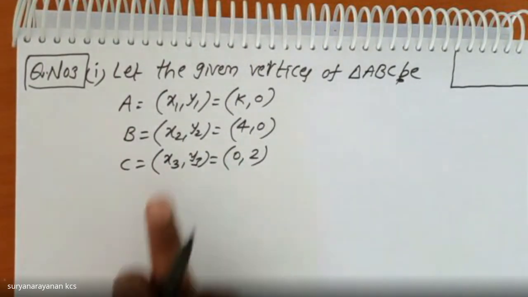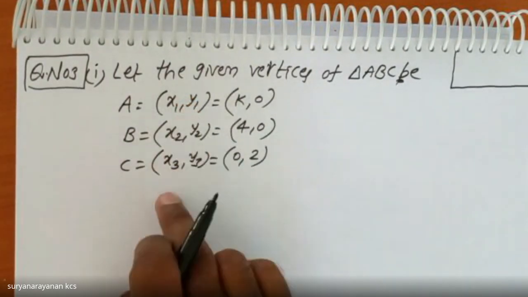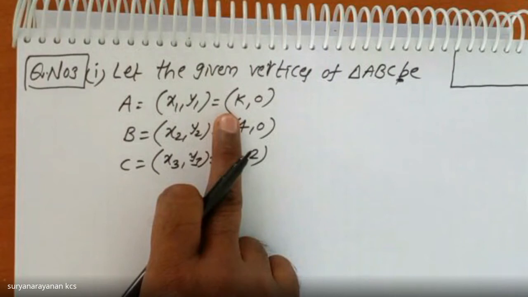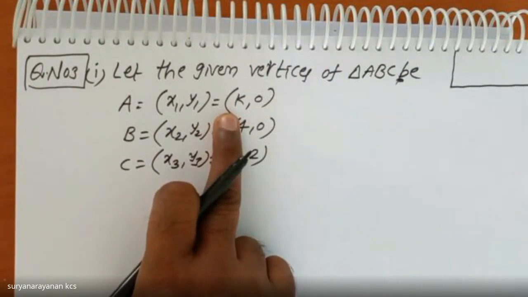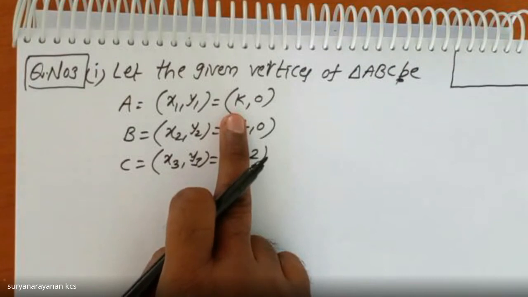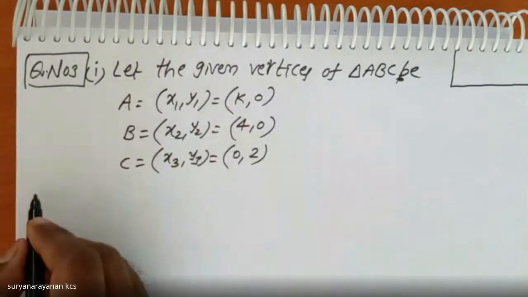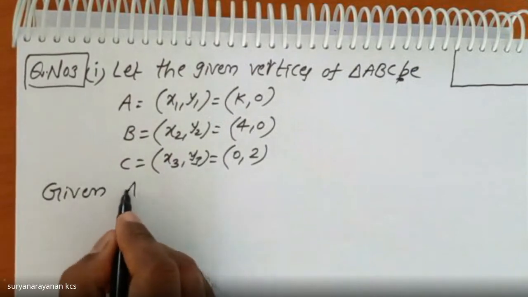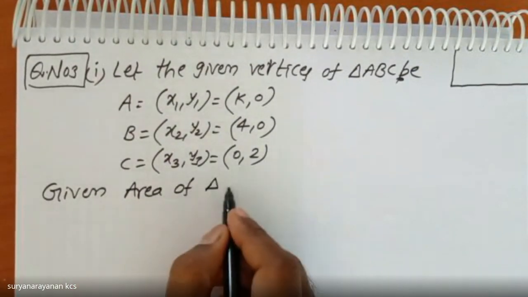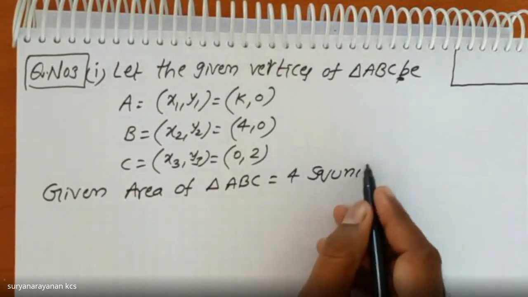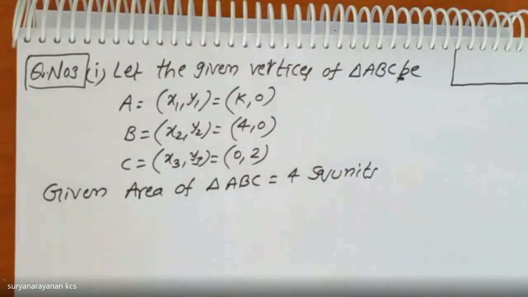So here three vertices are given, and moreover the area of the triangle is also given, but in these three vertices the x coordinate is not given. The x coordinate is missing here. They have given it as k, not as a numerical value. Yes or no? We have to find the value of k here. Given: area of triangle ABC is equal to 4 square units.